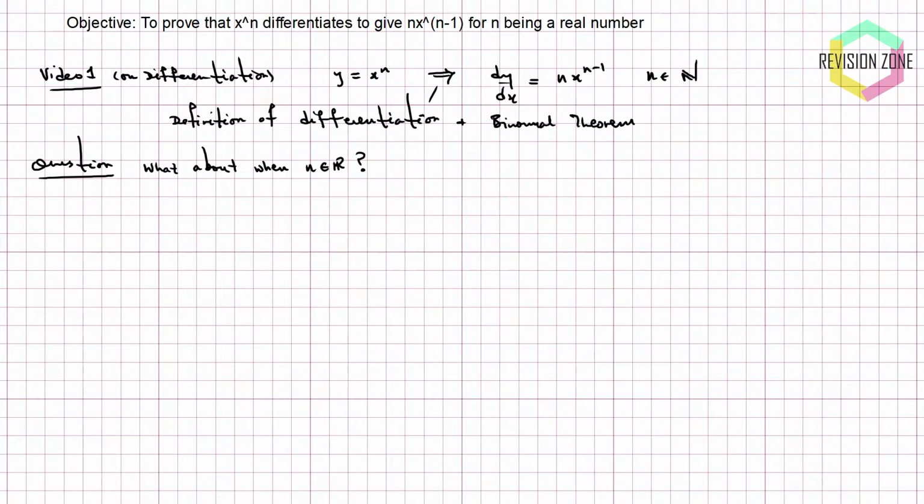As I say, we've seen this result before, but we saw it in the context where n was a natural number, and at that stage we used the definition of differentiation and the binomial theorem to prove this. But today we're going to use other arguments to prove the same result, but now in the case where n is any real number.